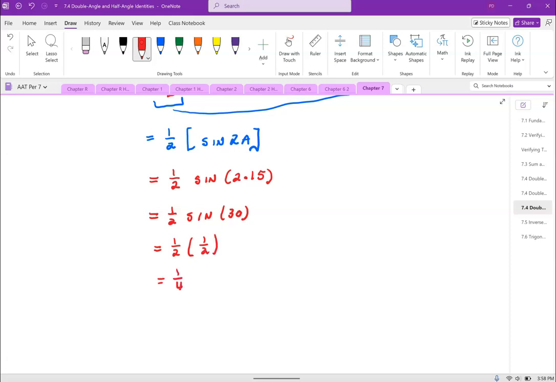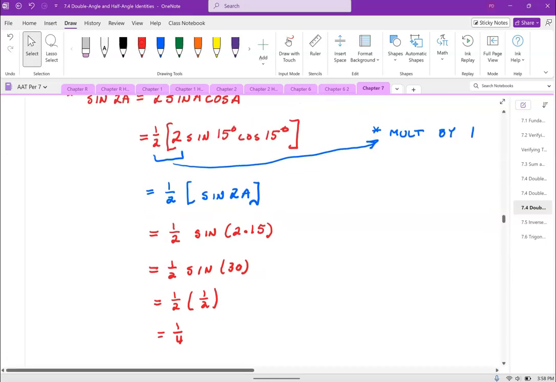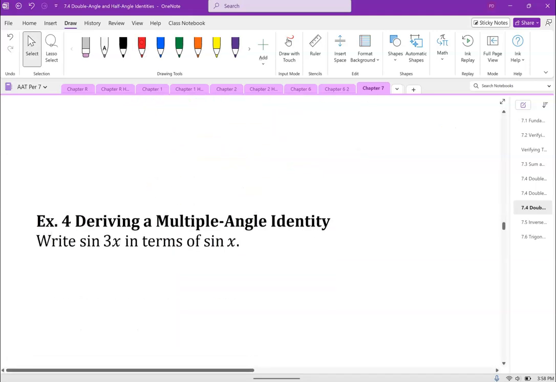Now, if it doesn't look exactly like what I want it to, I have to tweak it or manipulate it a little bit in order to equal what I want it to equal. So that's why I get creative and I do this fancy form of 1, which is 1/2 times 2. Okay. One more problem, we'll call it a day.